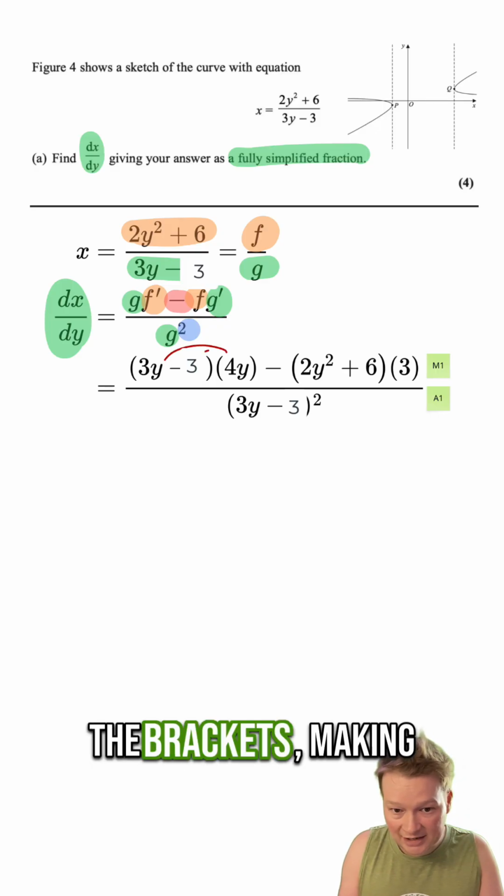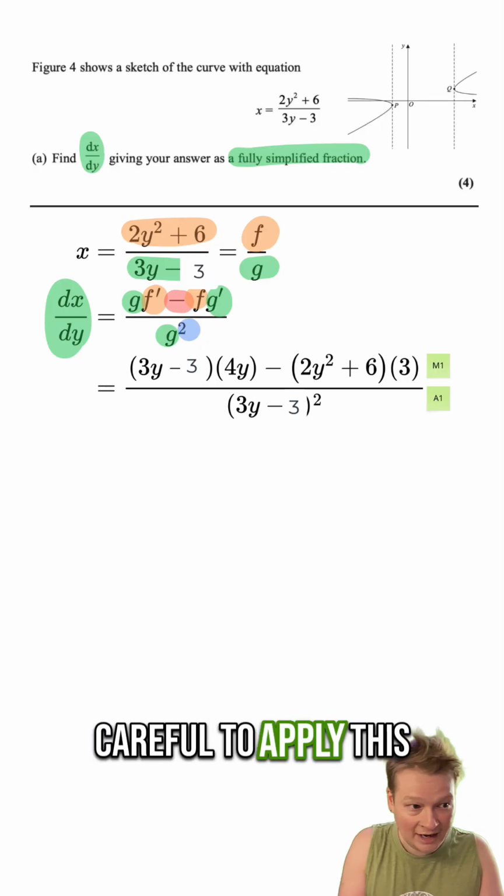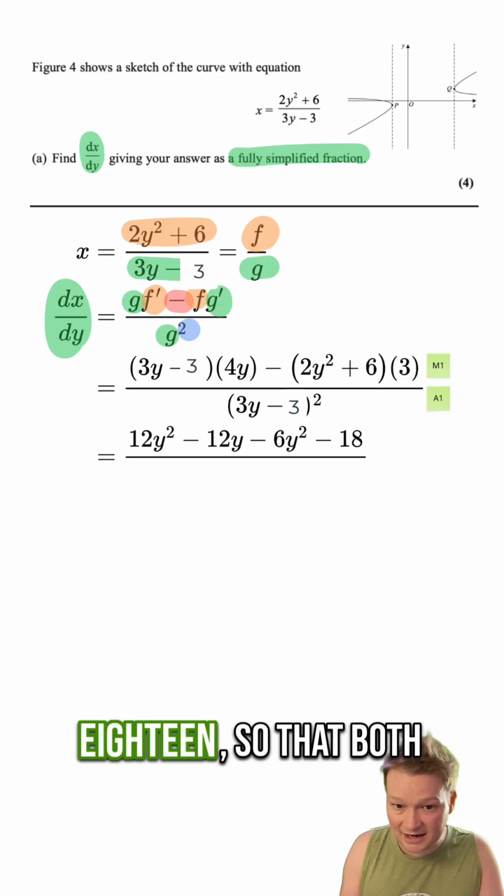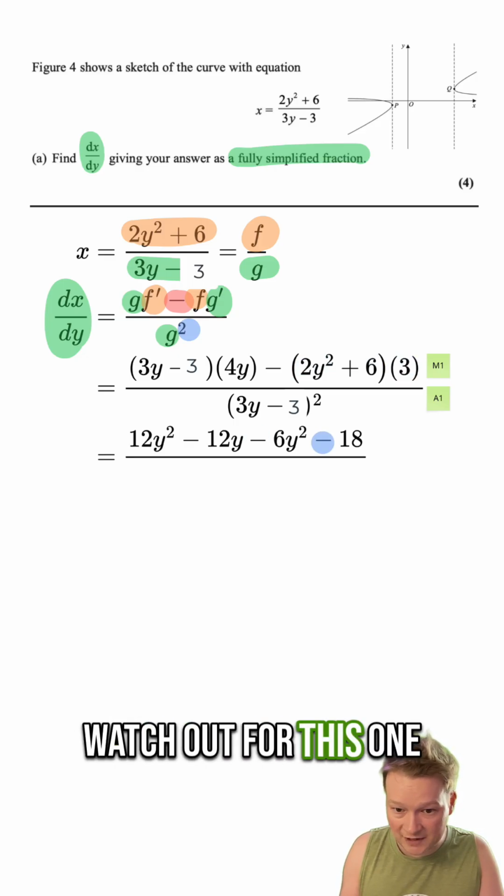Next, we can expand the brackets, making sure that we're careful to apply this minus sign to both the 6y squared and the 18 so that both become negative. Watch out for this one in particular.